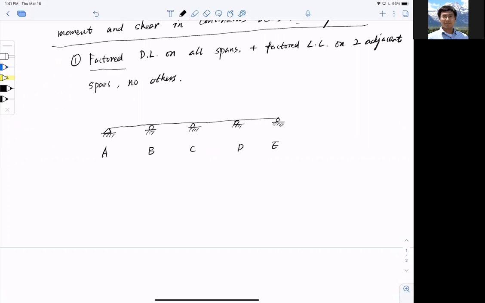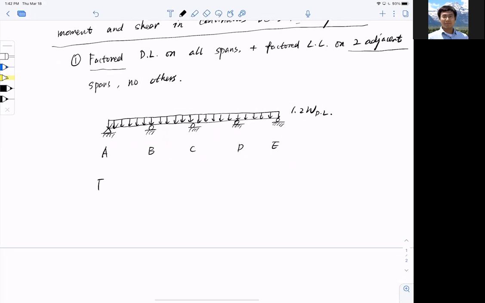So all dead load on all spans factored, right? So first of all, let me put all spans under a 1.2 dead load. Okay, so this is distributed dead load. Right, so this is 1.2 omega dead load. Okay, now it says on 2 adjacent spans and no others, right?